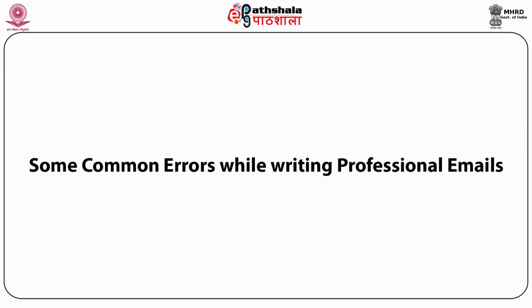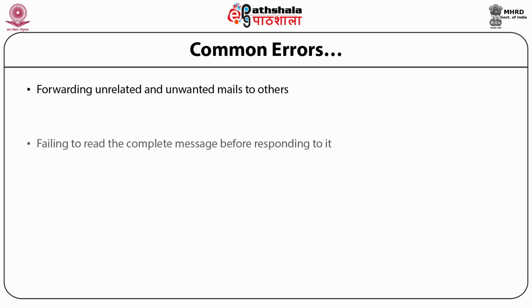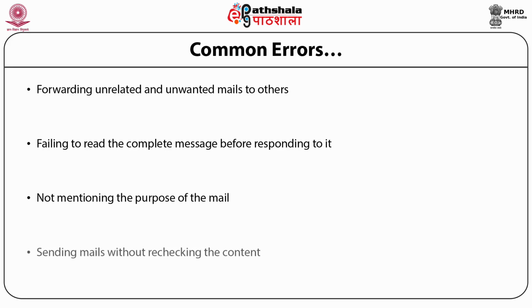To know these errors, let's discuss some common errors that might occur while writing a professional email. The mistakes while writing an email occur when you are forwarding unrelated and unwanted mails to others, when you are failing to read the complete message before responding to it, you are not mentioning the purpose of the mail, and you are sending mails without rechecking the content.